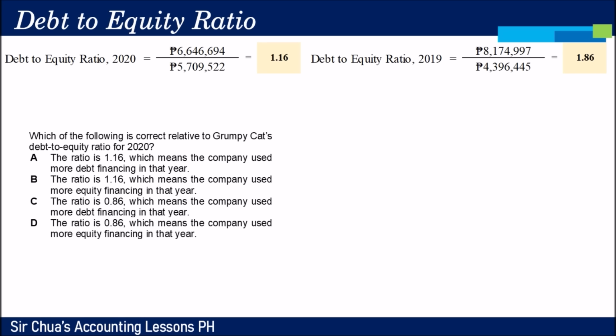The correct answer is letter C. The ratio is 1.16. Ayan naman nakalagay na, di ba? Pero paano mo siya i-interpret? The company used more debt financing kasi mas mataas si utang eh, di ba?